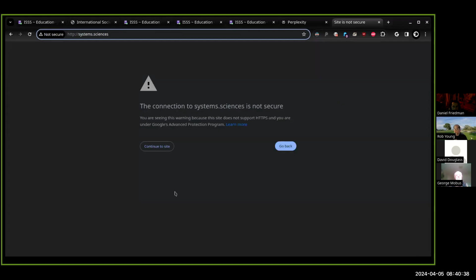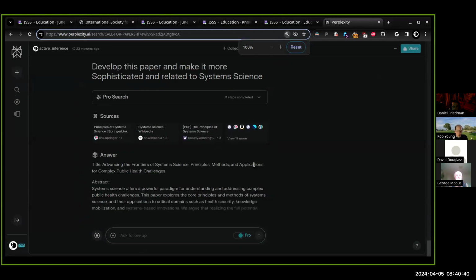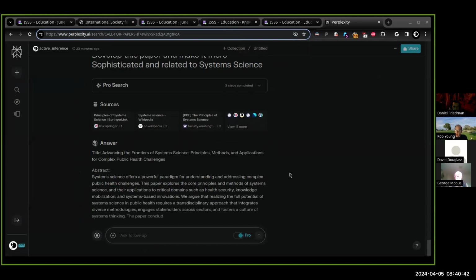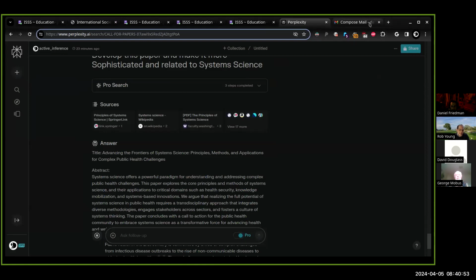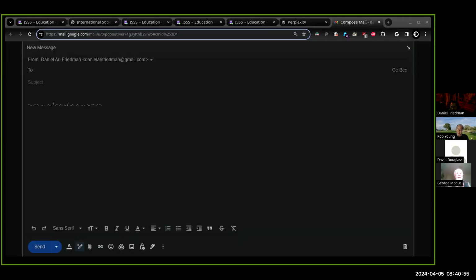Found the email. For conference submissions of papers, are they going to check for AI-generated submissions? I mean, I don't think they're sophisticated enough to do that.